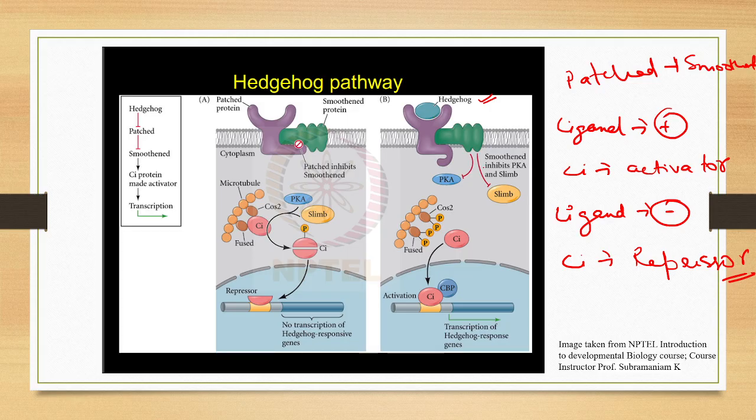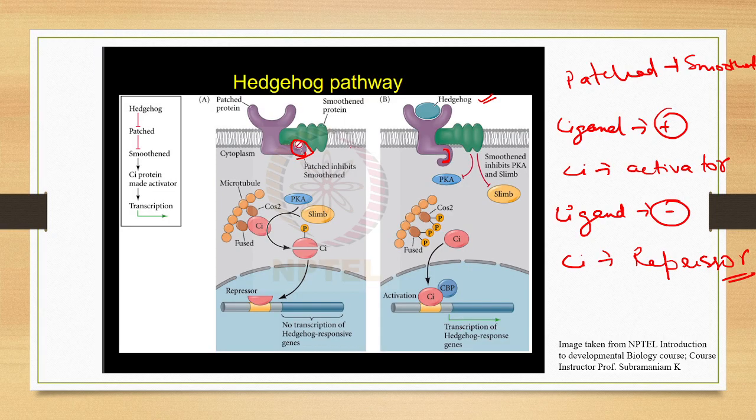Here you can see condition B, when hedgehog is present, then smoothened protein is activated. Because when hedgehog is present, you can see that patched protein cannot inhibit the smoothened protein now. This is your patched protein, and this area is completely binding to the smoothened protein, inhibiting it. But as soon as hedgehog comes and binds to it, you see a turn, which means now the patched protein is not completely binding with the smoothened protein, and hence smoothened is not inhibited. Once smoothened is activated, it will inhibit PKA and slimb, and because of this inhibition, the CI protein is not broken, and therefore it is a complete whole protein, and as a whole protein, it can activate the transcription of hedgehog responsive genes.